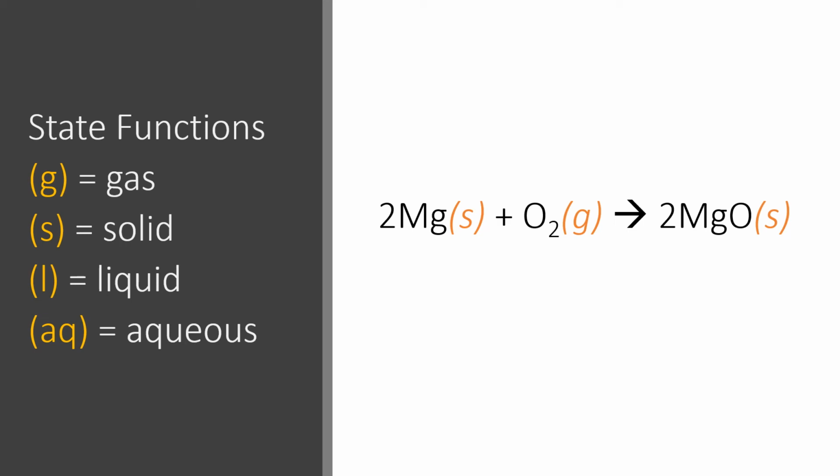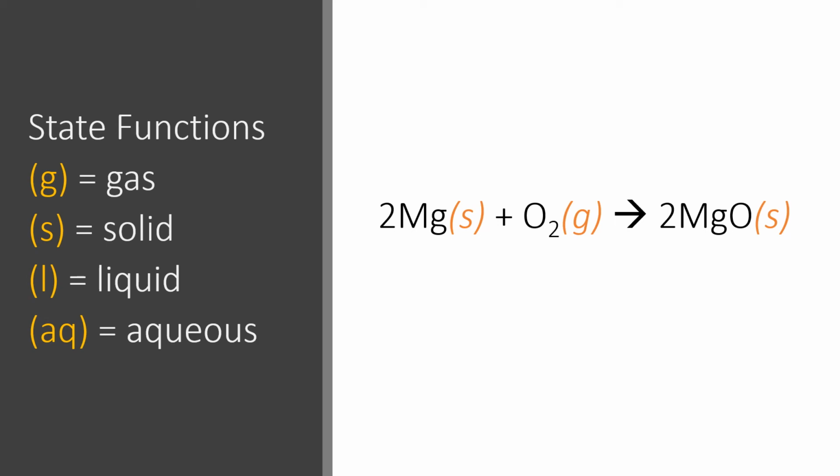The last one's a little trickier. (aq), aqueous. That means the material is in a water solution. That's what aqueous means, water, right? So if you had, say, sodium chloride dissolved in water, salt water, it would be NaCl (aq), aqueous, right?